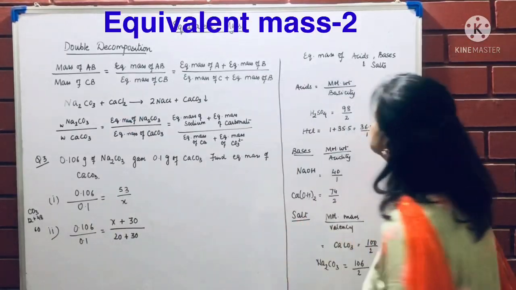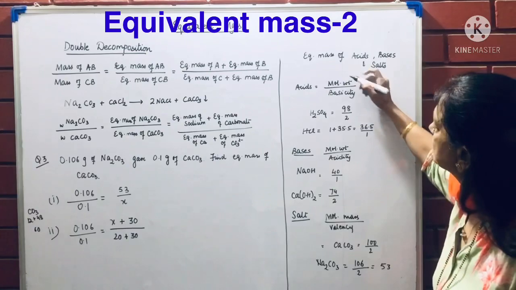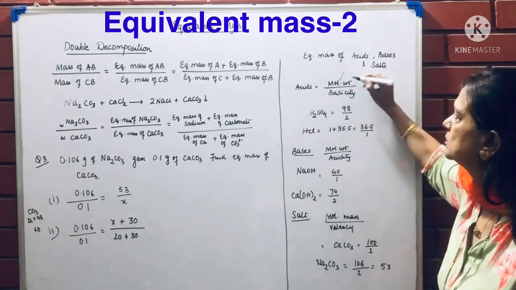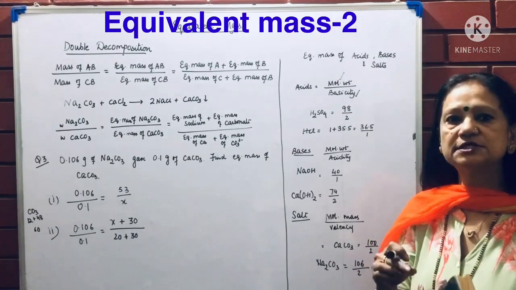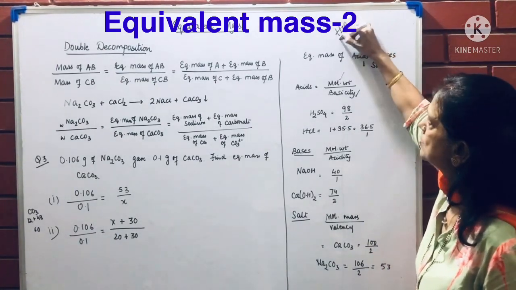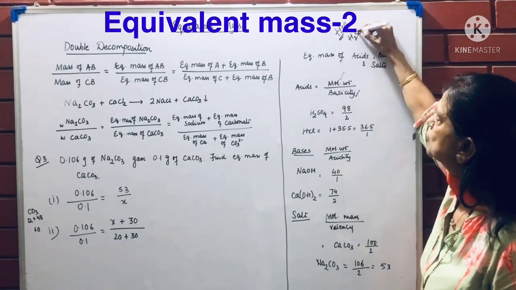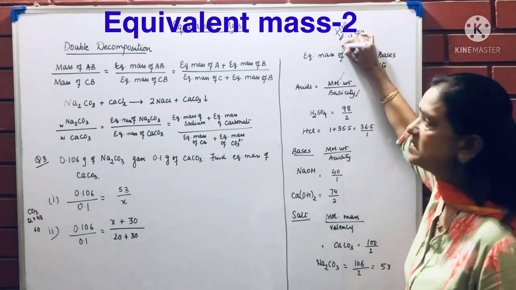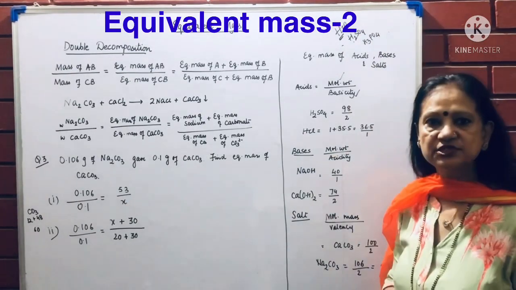Equivalent mass of acids, bases and salts. Supposing I'm looking at an acid, you'll find the molecular weight upon basicity. Basicity, you remember, means monobasic, dibasic, tribasic acids. So HCl gives one hydrogen, monobasic. H2SO4 gives two hydrogens, so dibasic. H3PO4 gives three hydrogens, so it is tribasic.